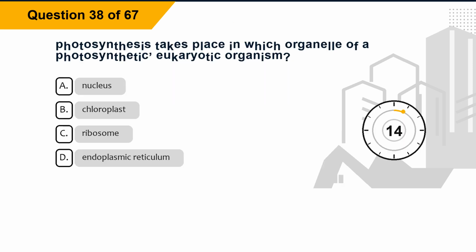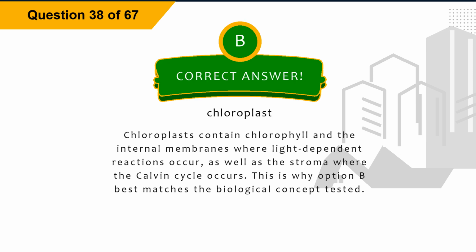Question 38. Photosynthesis takes place in which organelle of a photosynthetic, eukaryotic organism? Option A, nucleus. Option B, chloroplast. Option C, ribosome. Option D, endoplasmic reticulum. The correct answer is option B, chloroplast. Explanation. Chloroplasts contain chlorophyll and the internal membranes where light-dependent reactions occur, as well as the stroma where the Calvin cycle occurs. This is why option B best matches the biological concept tested.